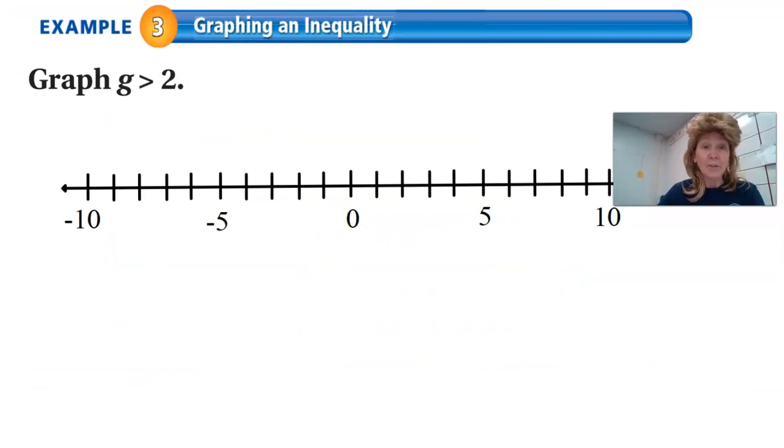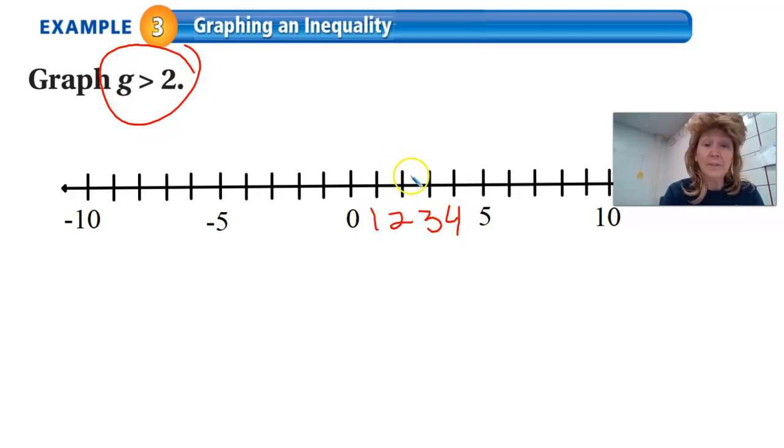And then if we start graphing inequalities, I look at the inequality, it says g is greater than 2. So if I put in my numbers, I'm going to do an open circle at 2, and then I draw an arrow to the right. And all of the numbers to the right make the inequality true.